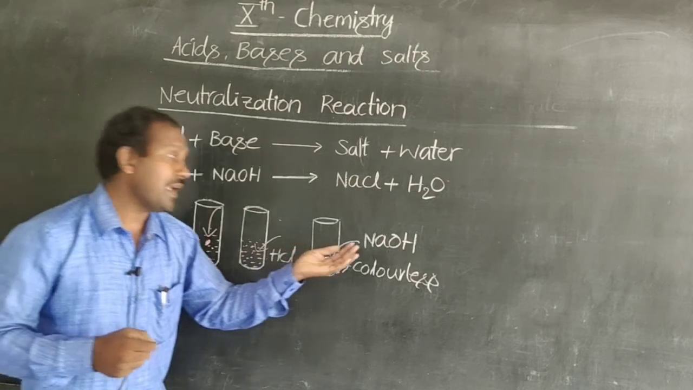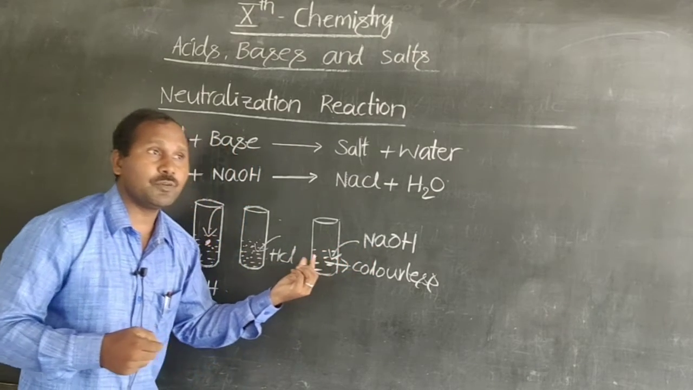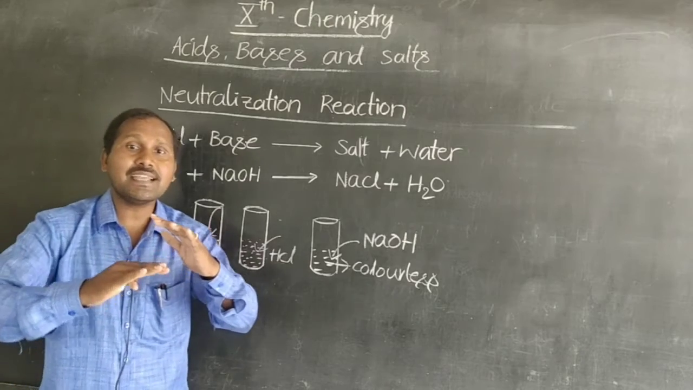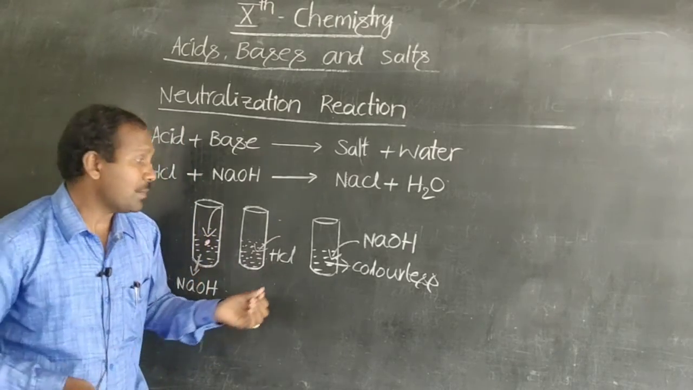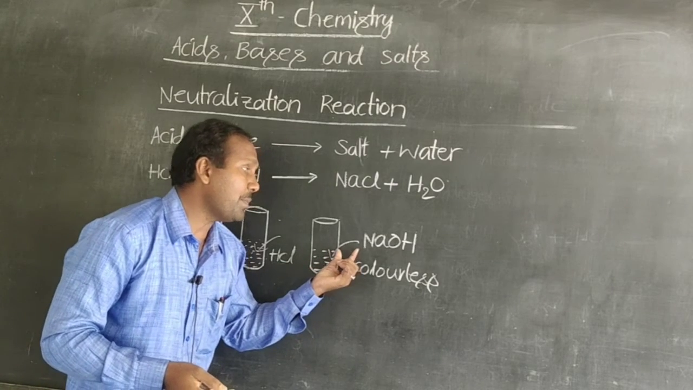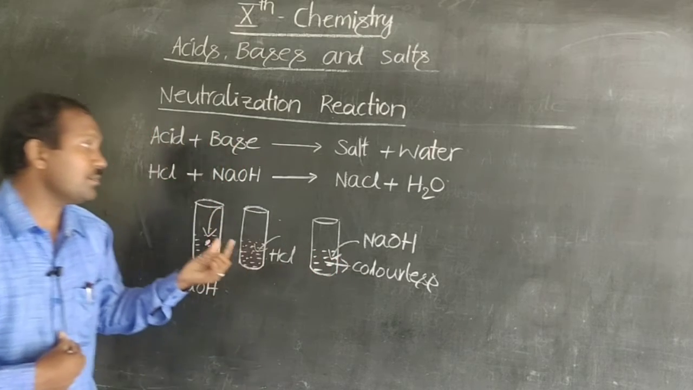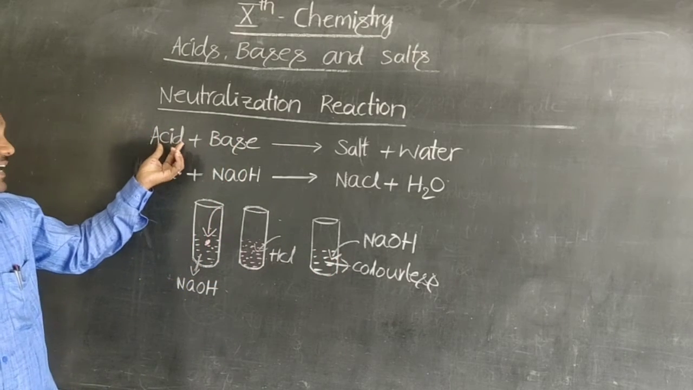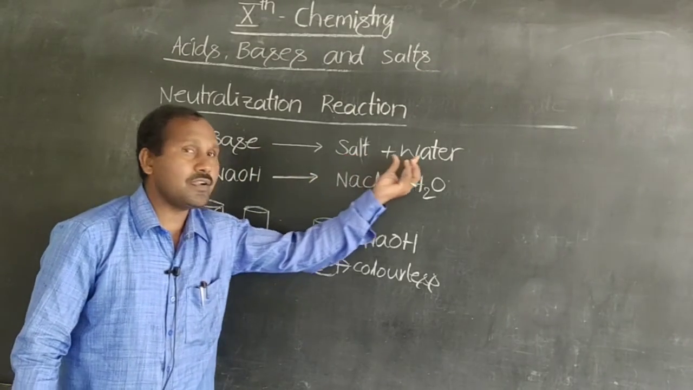Again, when you add a few drops of NaOH solution in the test tube, the basic nature is increased. So when the basic nature is increased, the pink solution appears in the test tube. So that's why we can say that when an acid reacts with a base, it forms salt and water.